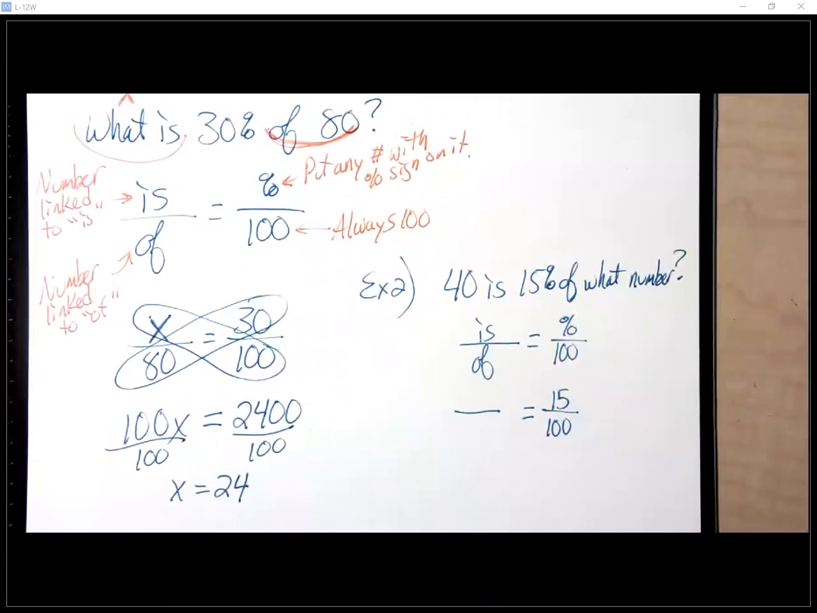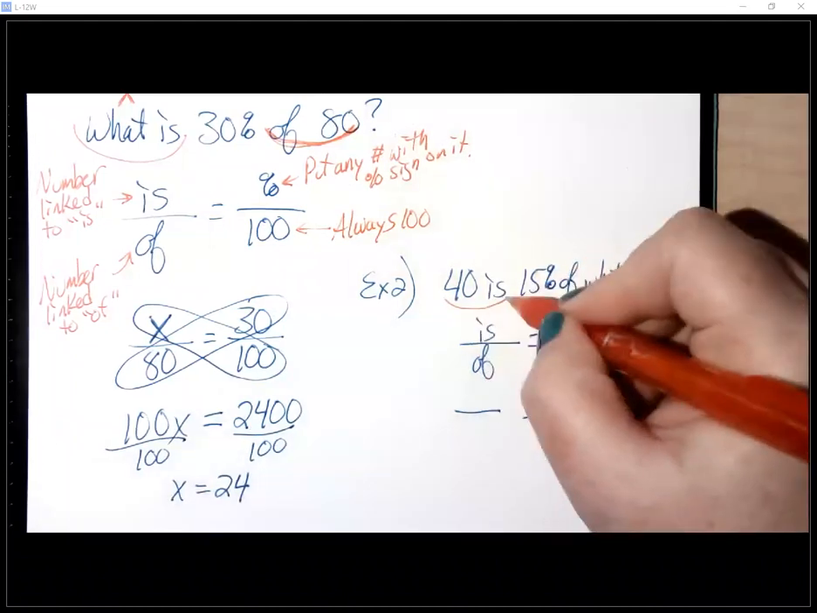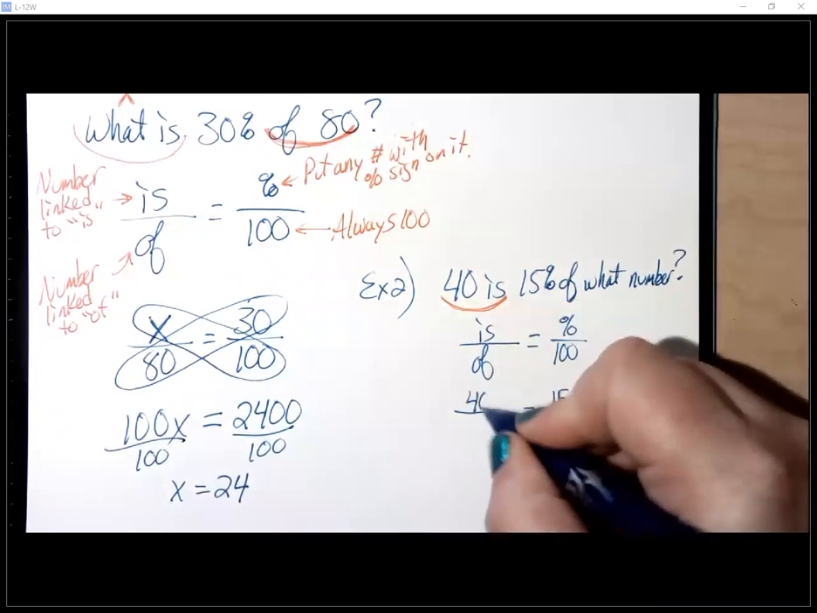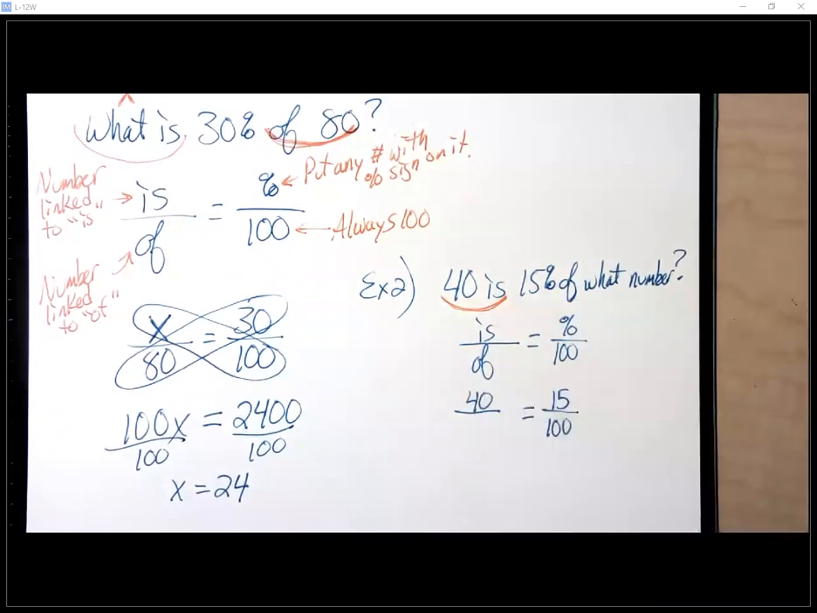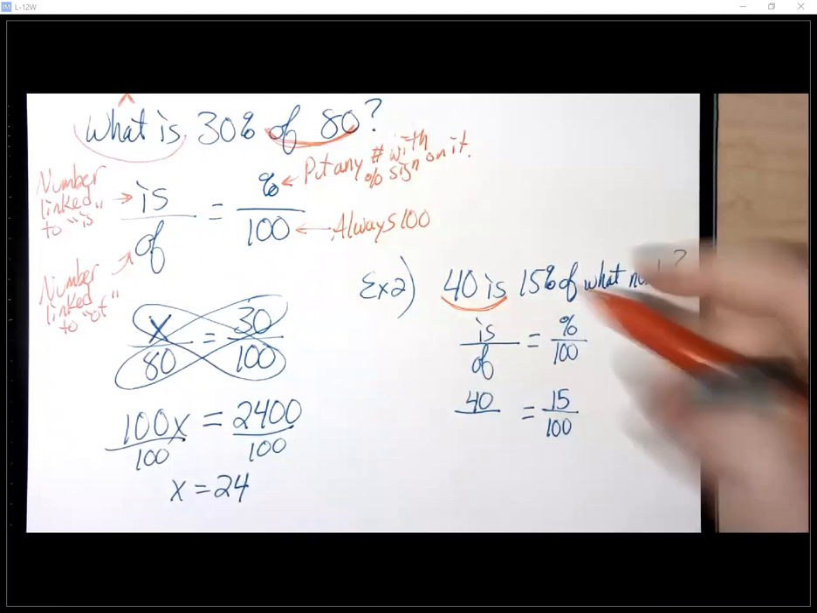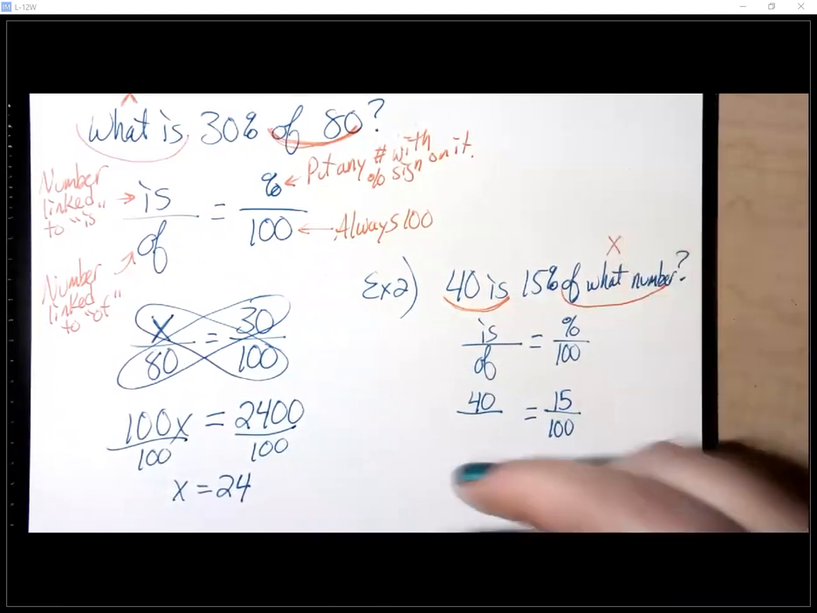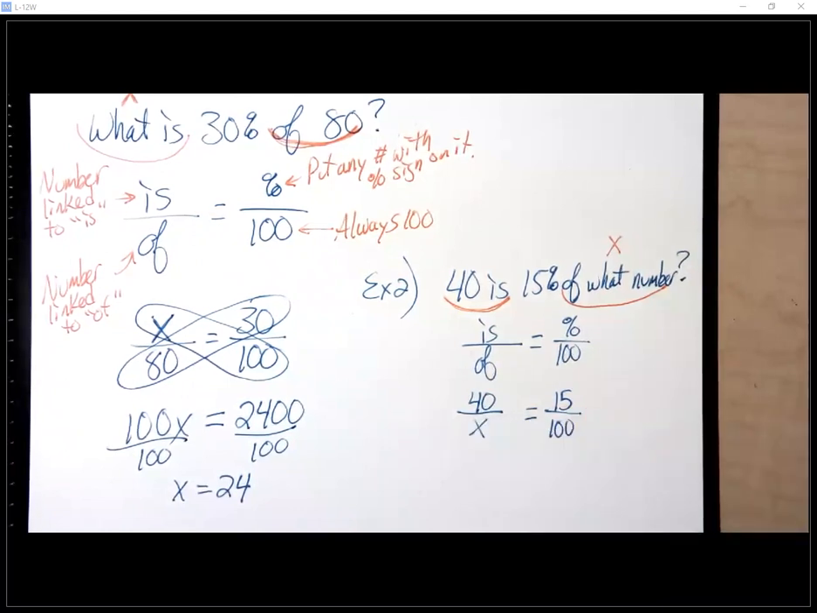What do you think goes in the "is" spot? 40. Yes. If I go back to the original question, those two are linked together. 40 is, so I put 40 up here. And then what am I going to put in the "of" spot? X. Because see what it says? Of what number? I don't know what that is. So I'm going to put an X in the "of" spot. Ta-da! And now it's just a proportion.